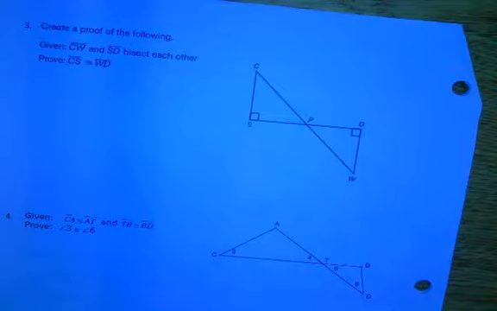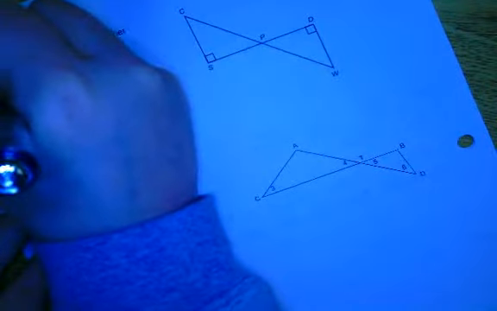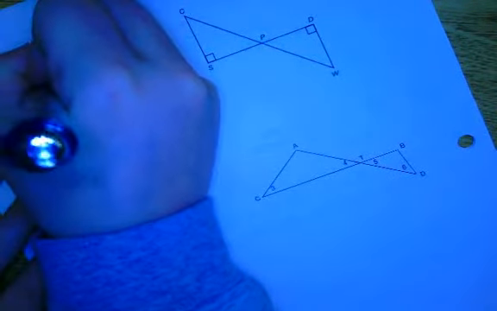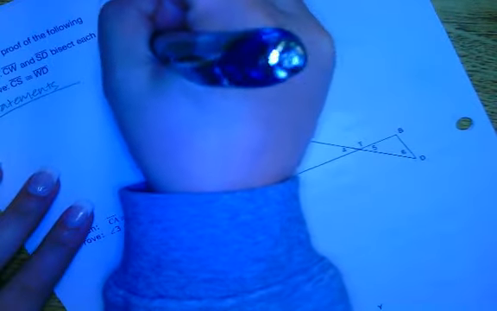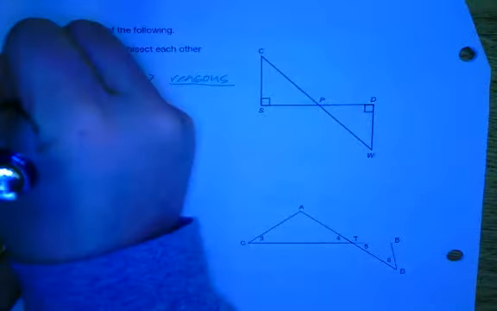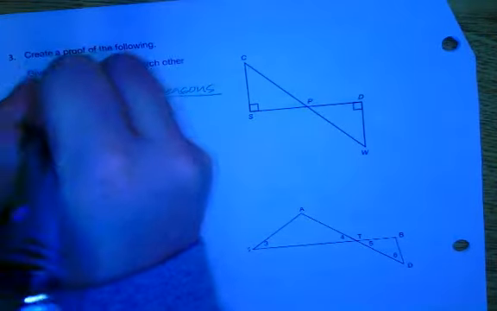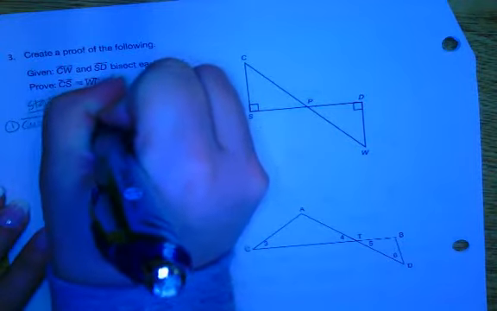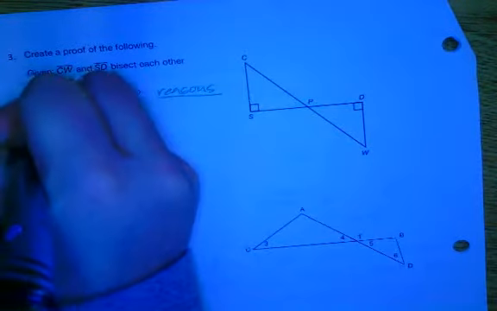Alright, proof time. Statements on the left, reasons on the right. Some of these are review. They have nothing to even do with isosceles. Start with your given: CW and SD bisect each other.